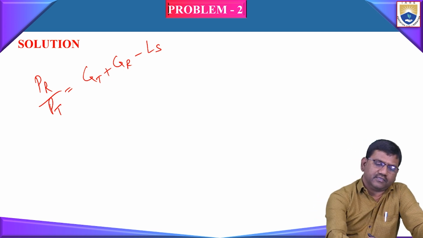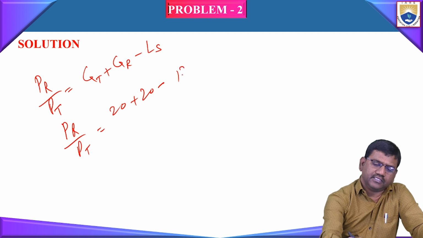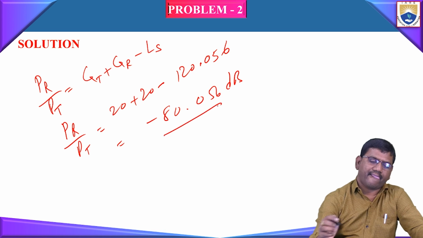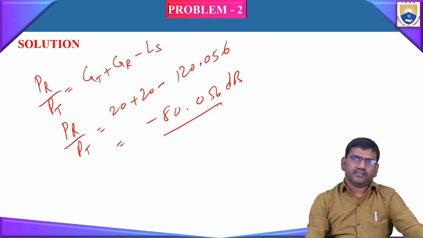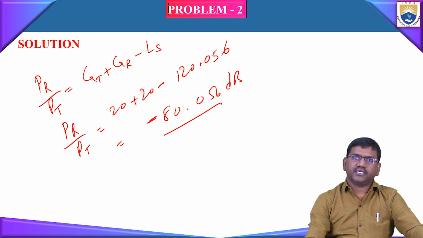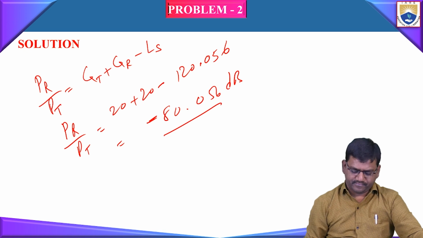So here PR by PT is equal to 20 plus 20 minus LS, which is 120.056. So you will get minus 80.056 dB. Here the minus in the value indicates that the signal is being attenuated by a value of 80 dB.